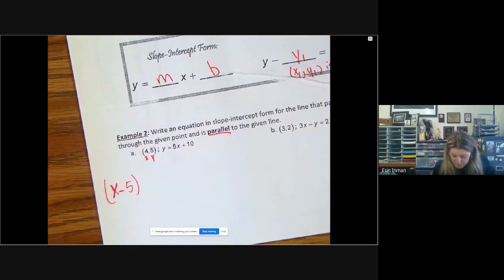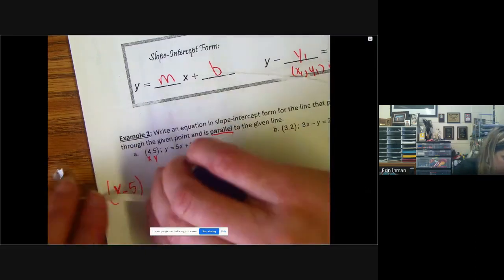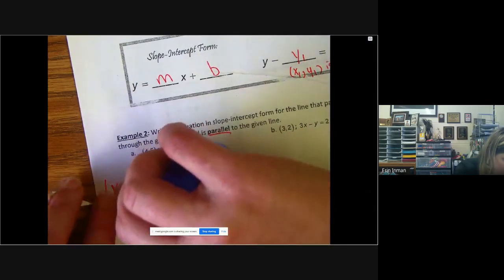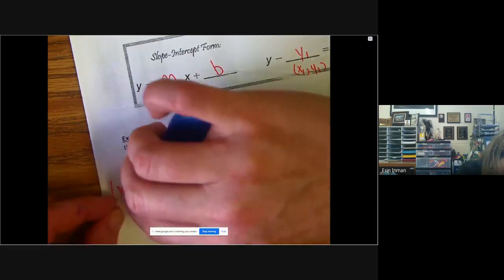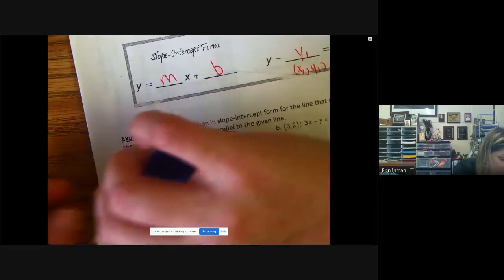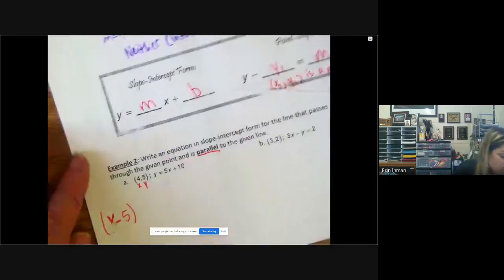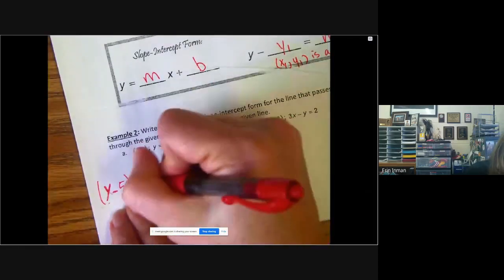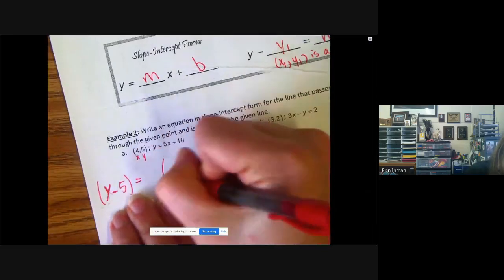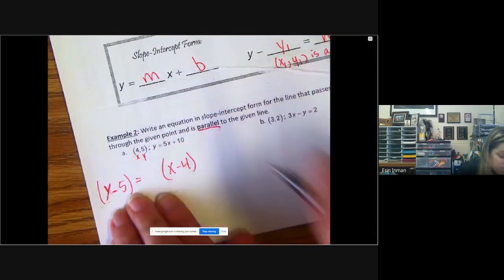Let me fix that. Okay, there we go. So y minus 5 equals, and then we need our slope, and then x minus 4.